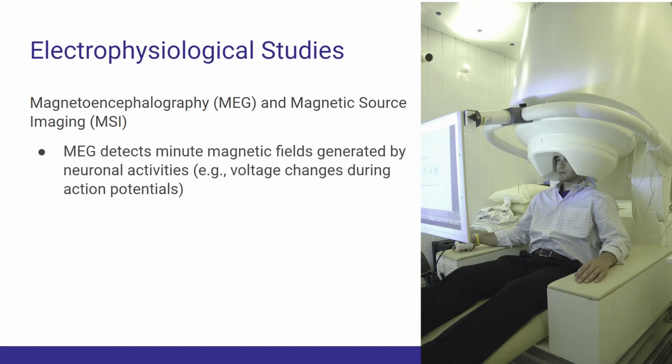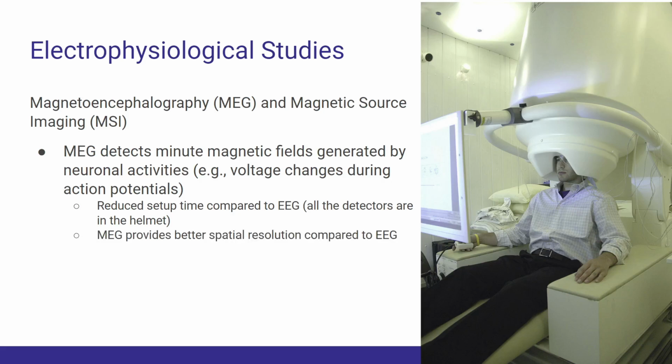So similar to EEG, MEG detects minute magnetic fields generated by neuronal activities, which are voltage changes during action potentials. It has a reduced setup time compared to EEG because all the detectors are located in the helmet and you don't have to glue anything to the person's head. And it tends to have better spatial resolution compared to EEG.